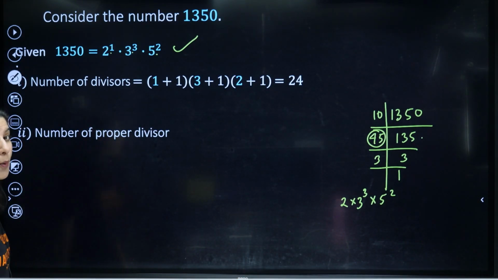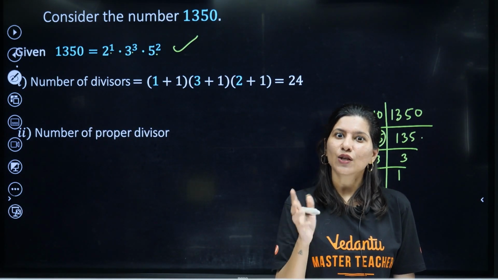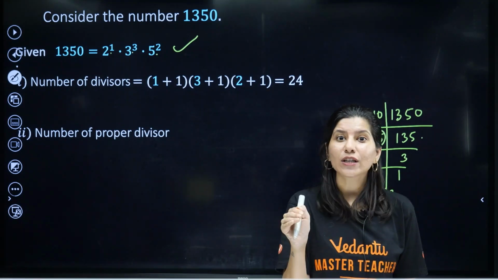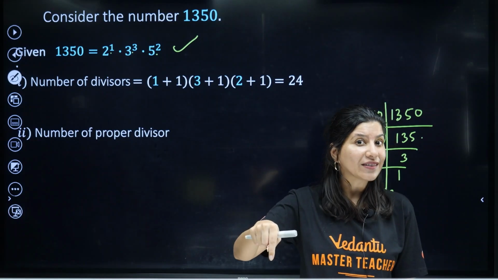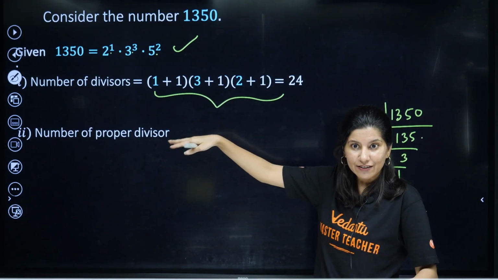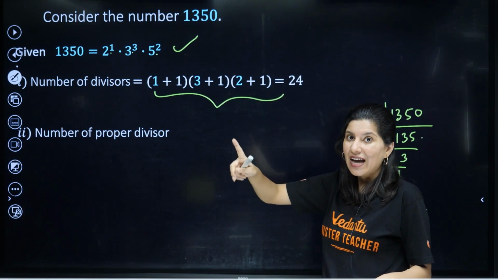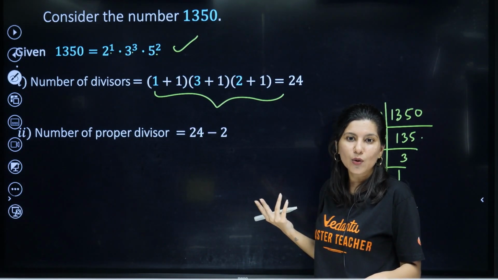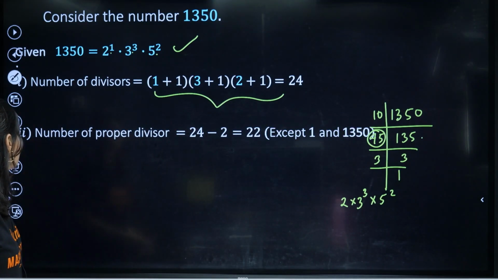Now number of proper divisors. What are proper divisors? Proper divisors means you have to exclude 1 and the number itself. 1 is not a proper divisor of any number, and the number 1350, by the way, is also a divisor of itself. These 24 divisors include 1 and also 1350. So you have to remove these two, so now the count will be 22. Easy peasy.